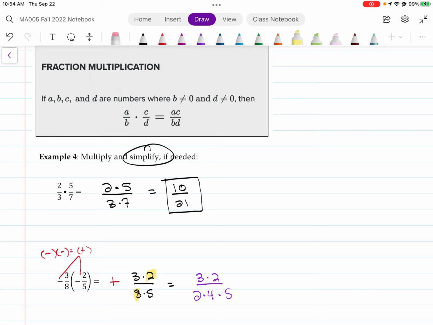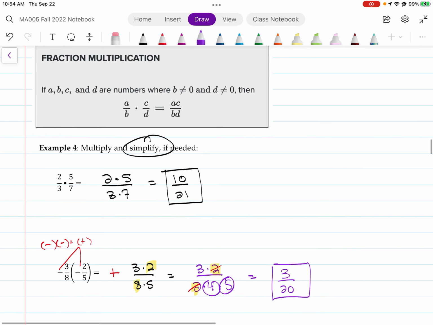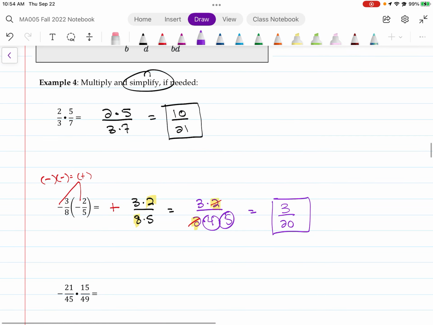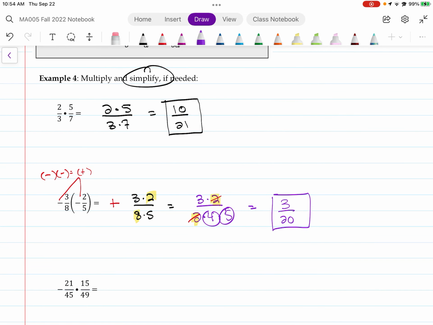Oh, there it is. There's my 2. I brought it out. And now I can divide it out to make 1. Okay, so now we get 3 over, what's on the bottom, 4 times 5, 20. So 3 over 20. All right, next one, you give this one a try. See what you can do with it.